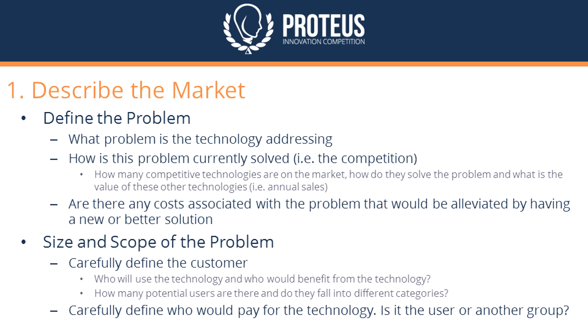Are there any costs associated with the problem? If you alleviate those costs by using your technology, you now have an economic argument for the use of the technology. Then, size and scope of the problem. This is where, if you can, and it would be very good if you can, be quantitative about the size and scope of the problem. How big is it?